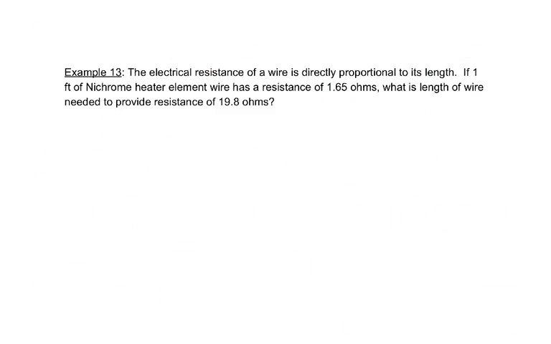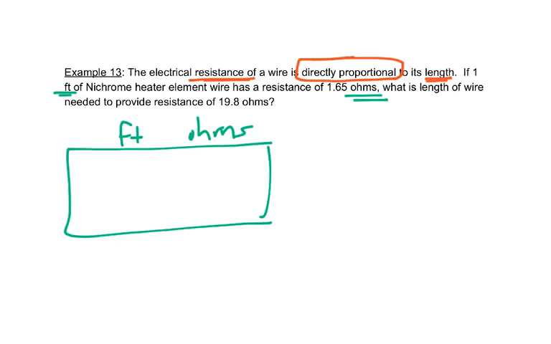The electrical resistance of a wire is directly proportional to its length. So that has a lot of really important information in it. We're talking about resistance and length, and it says directly proportional. So let's read on. If 1 foot of nichrome heater element wire has a resistance of 1.65 ohms, what is the length of the wire needed to provide a resistance of 19.8 ohms? So we have feet and we have ohms. So let's use that on top of our box, 2 different units. And the feet is really the length, and the ohms is really the resistance.